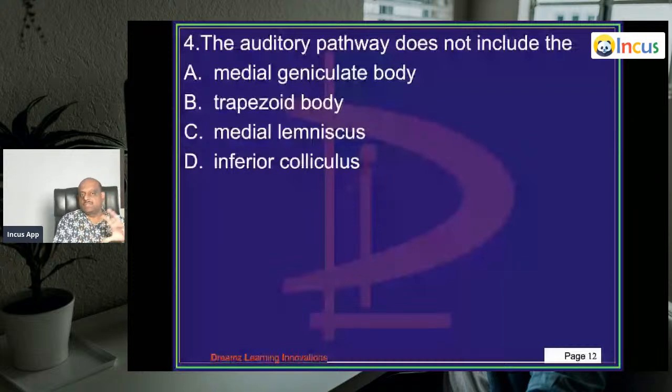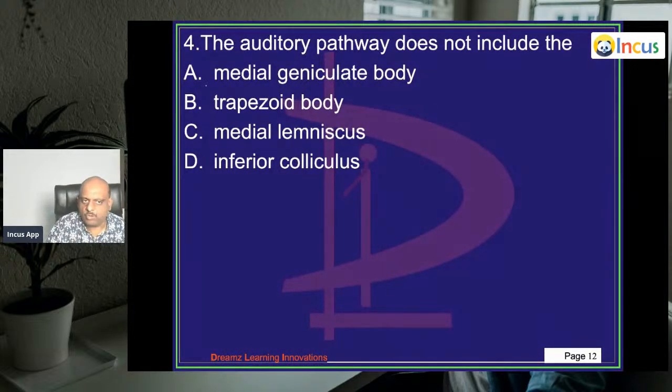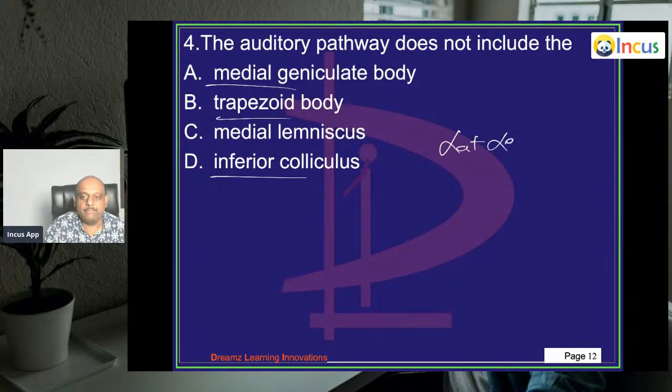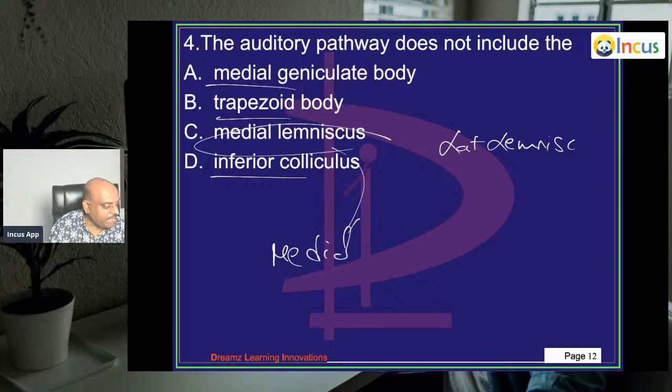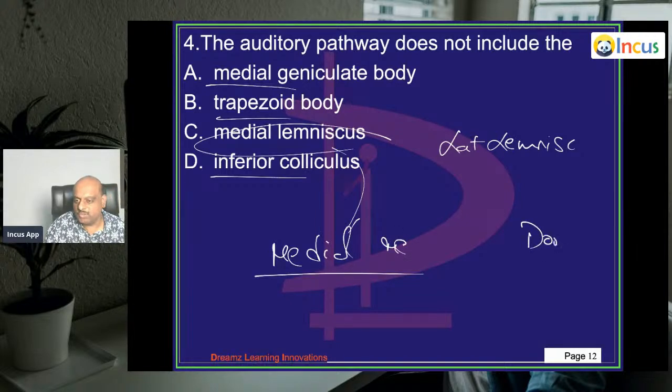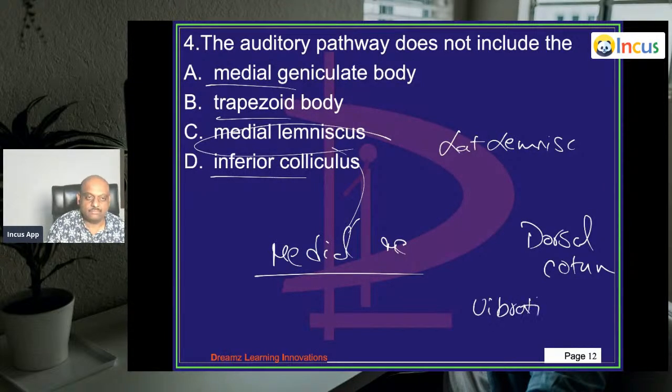So what are the various things in the auditory pathway? Medial geniculate body, trapezoid body, inferior colliculus, but lateral lemniscus, not medial. So what is carried by the medial lemniscus? You remember dorsal columns, right? Dorsal columns carry vibration, position, touch. These are carried by cuneate and gracile.